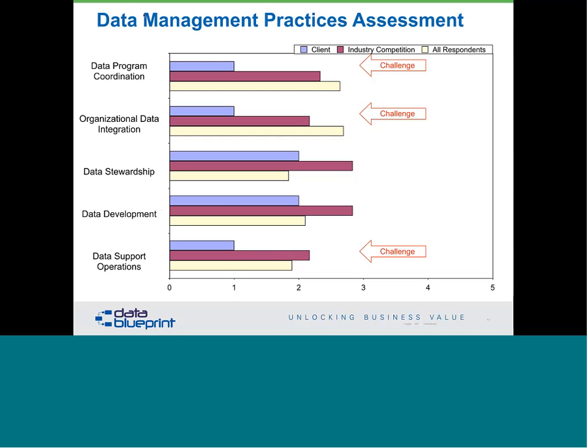There is no point at all in trying to make a 2 into a 3 because the overall data management program is only as strong as the weakest link in this area. And this chart in particular illustrates that quite well. Let's take one more example.